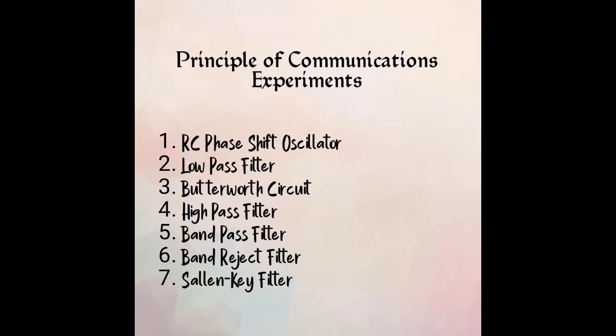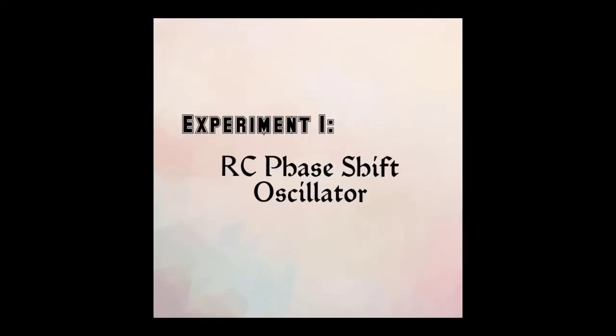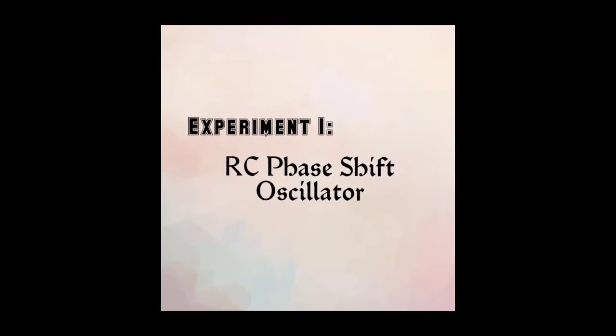We were assigned to do 7 experiments regarding principles of communication system. Specifically, they're about oscillators and filters. In this video, we will discuss each one of them. Let's start with the first one. Our first experiment is about RC phase shift oscillator.